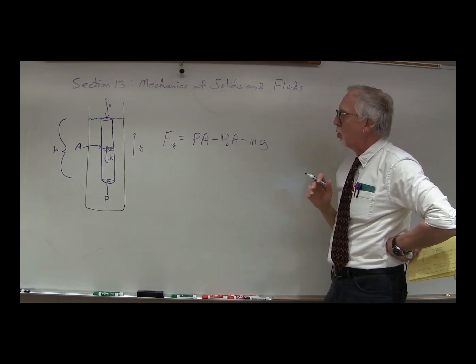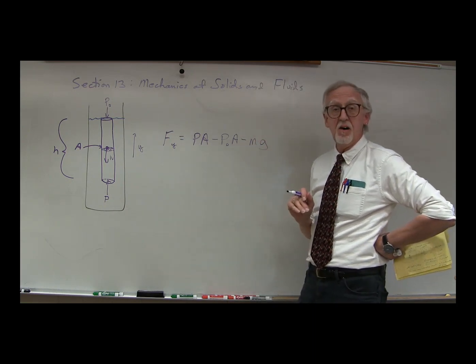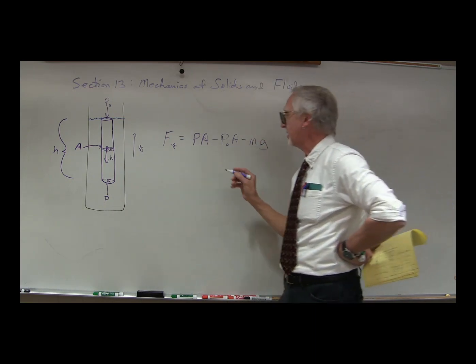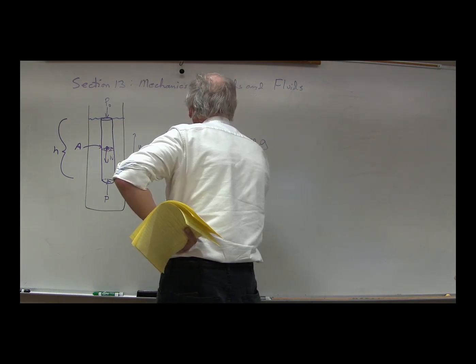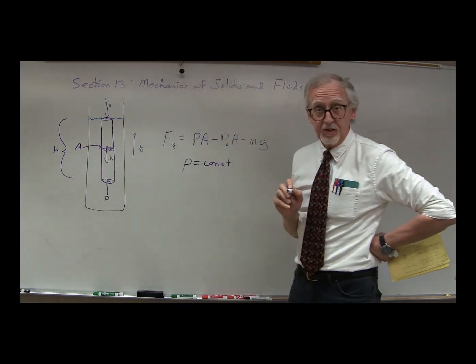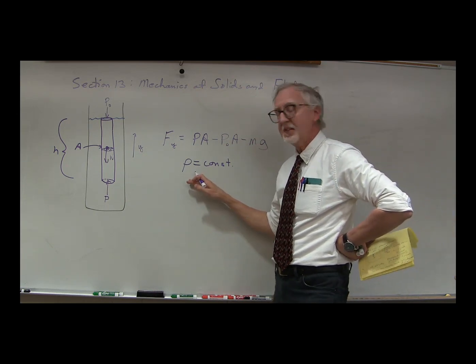Now let's think about this. What is m? Well, let's for the time being imagine that the density of the liquid is constant. So we'll assume that the density is constant. That is only an approximation, as we'll see. We'll see why in just a minute. But let's assume the density is constant.